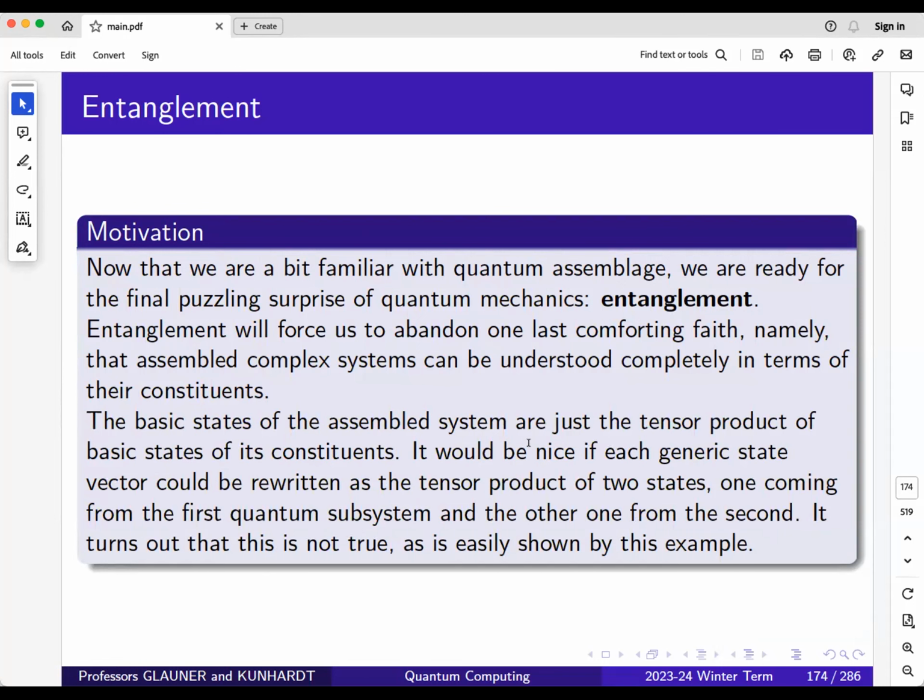So we've seen these basic states of our composite system, and they are just a tensor product of basic states of these systems of which the composite system is built. And now you're wondering if every state vector in a composite system can be written as the tensor product of two states, one coming from the first quantum subsystem and the other one from the second quantum subsystem. You would probably think, yes, every state in our composite system can somehow be broken down into this tensor product of the two states coming from the subsystems. But it turns out it is actually not that easy. And there are states in a composite system that cannot be broken down into two individual states from the subsystems.